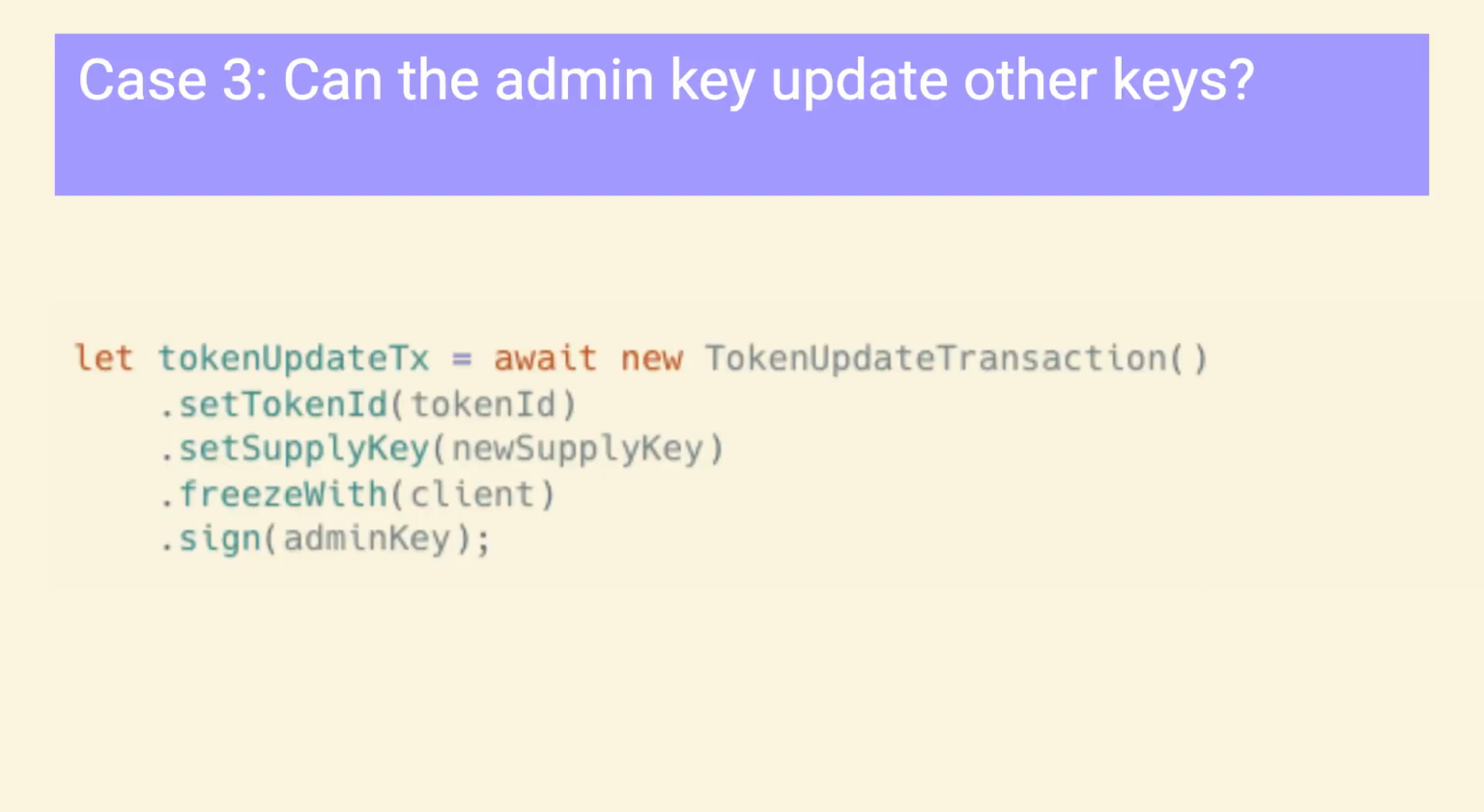Case 3. Can the admin key update other keys? Yes, as discussed before, the admin key has the authority to change the supply key, freeze key, pause key, wipe key, and even the KYC key. Note that the update key doesn't need to sign the transaction for it to be assigned to a specific key for a token. In the example below, you see a new supply key being assigned to a token.